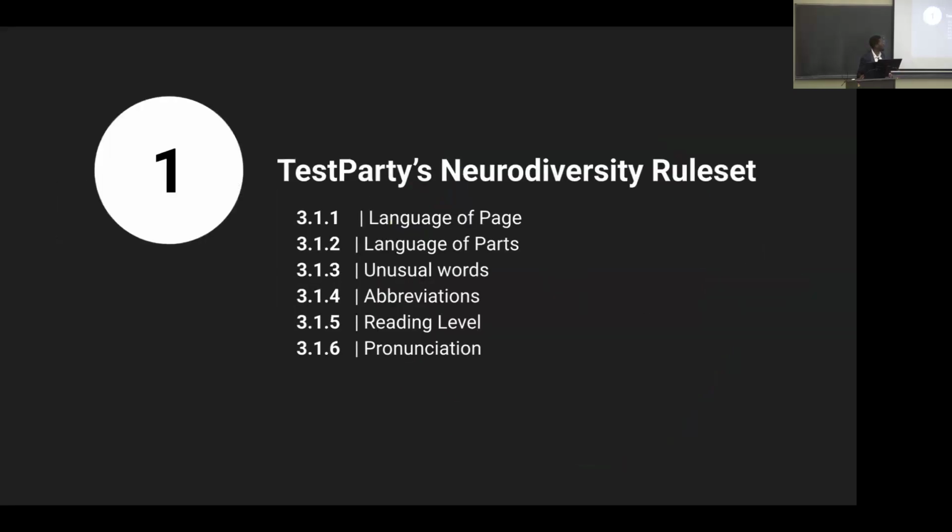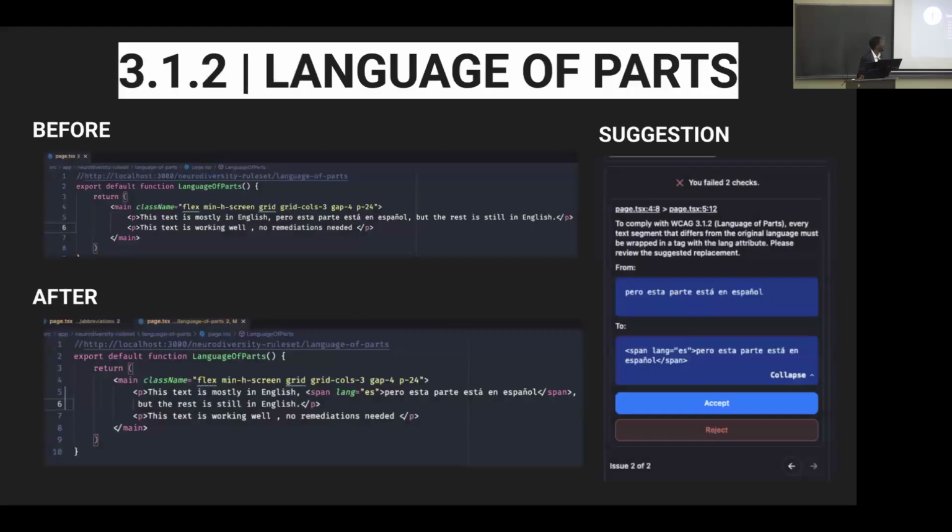And so we'll start with the neurodiversity rule set. This is one that we've built ourselves that we think is really AI first. You couldn't really create this sort of thing without AI tooling. And it's really the 3.1.x rule set. Language of page, parts, unusual words, abbreviations, reading level, pronunciation. These are things that AI is really well primed to do, especially if you give it the context of the page and the context of the organization specifically.